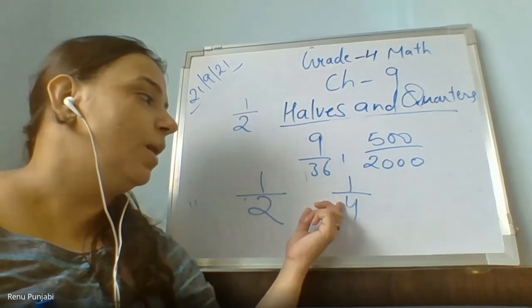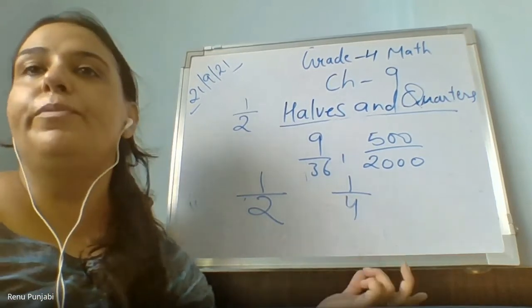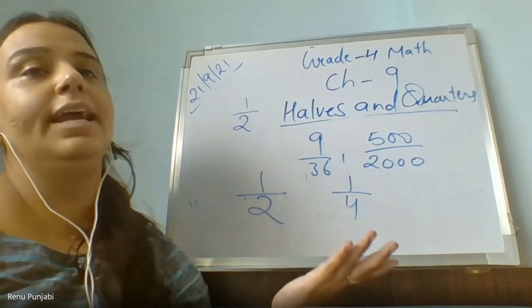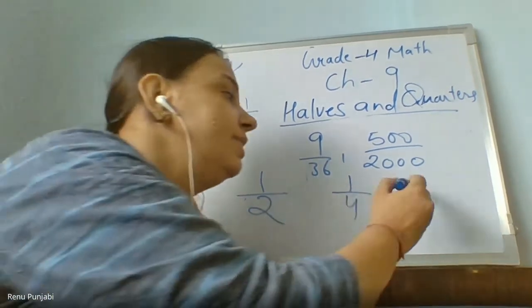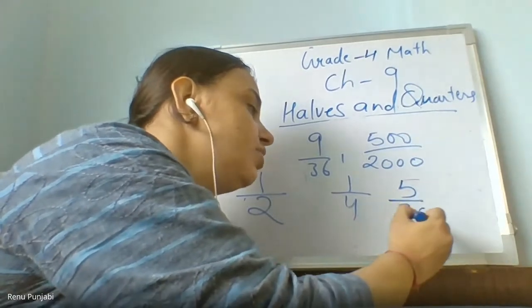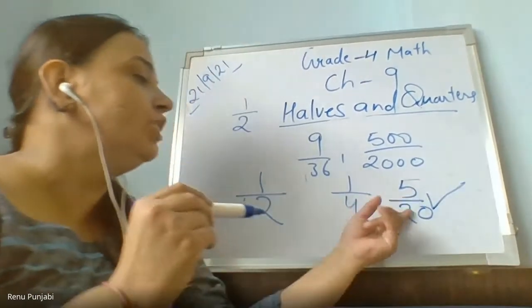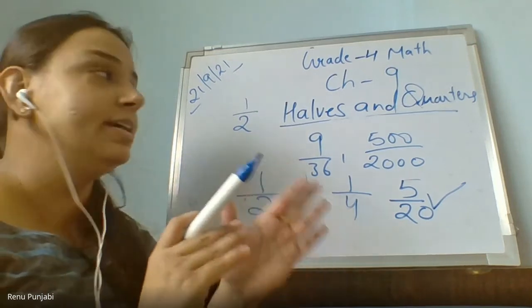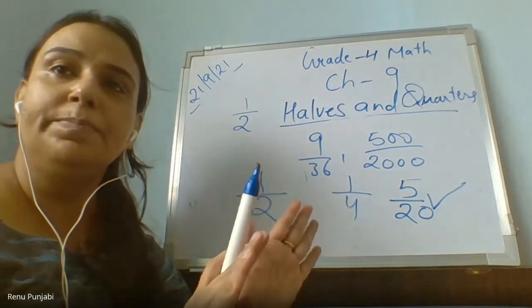Quarter is not only 1/4. 1/4 means the quarter, half of a half. Suppose what is the quarter of 20? 5, because 10 is the half of 20 and half of 10 is 5, so it will be 5/20. So 5/20 is also equivalent to 1/4. Am I clear? Are these quarters and halves clear to you all? Yes, ma'am. It is very easy. I was also saying 5/20 in the chat box. I have written.